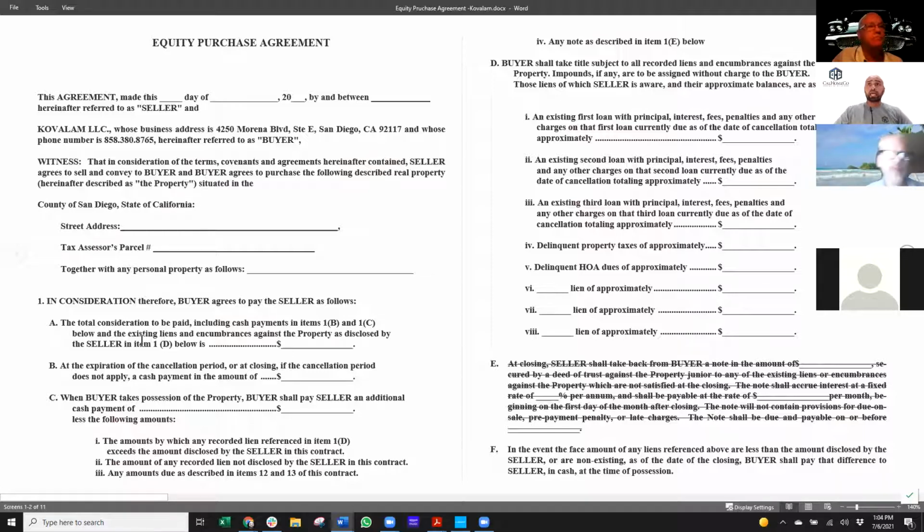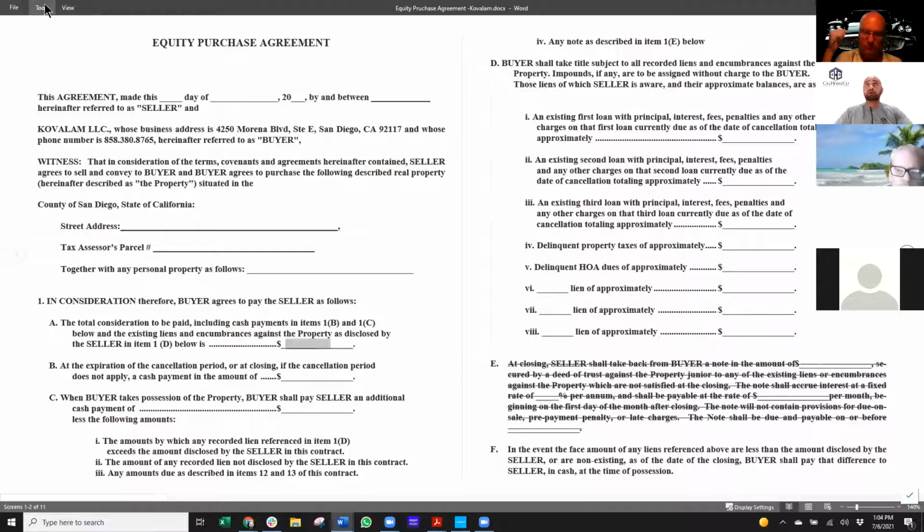So in consideration, section 1, buyer agrees to pay the seller as follows. Total consideration to be paid, including cash payments. So this is the total amount that we're paying, which includes the payoff amounts for any mortgages or any liens against the property, right? So in this, we can kind of run an example.